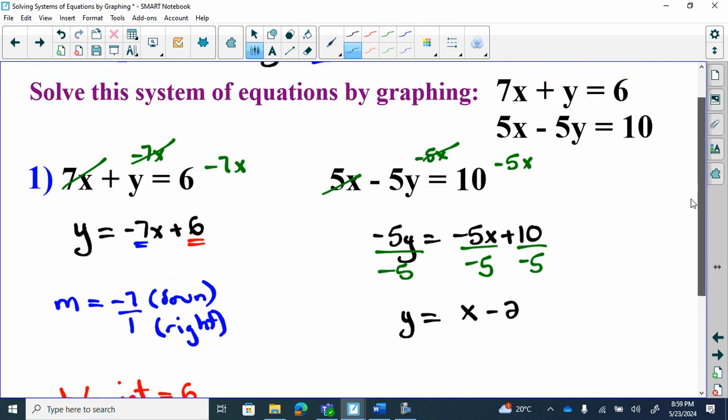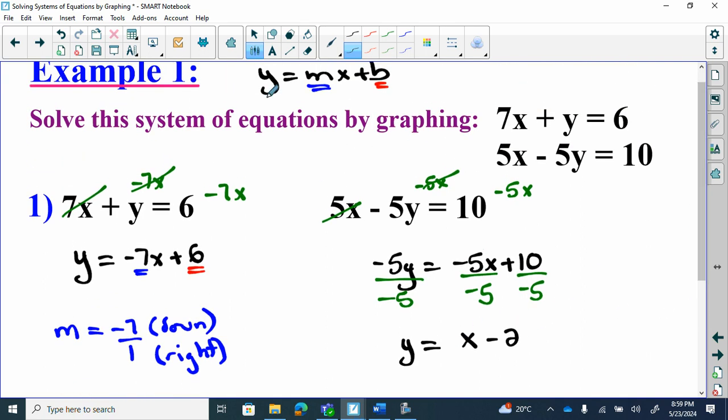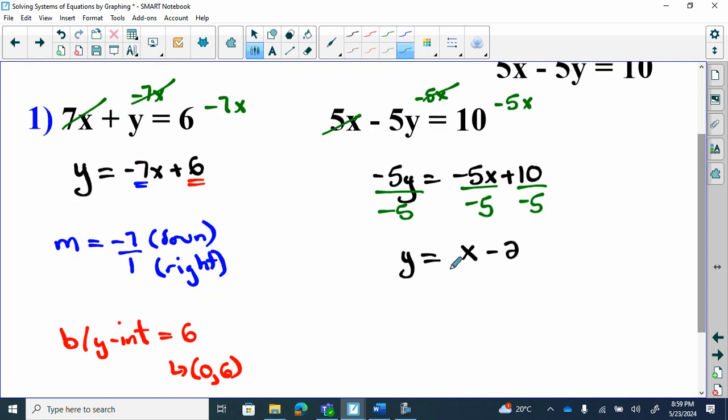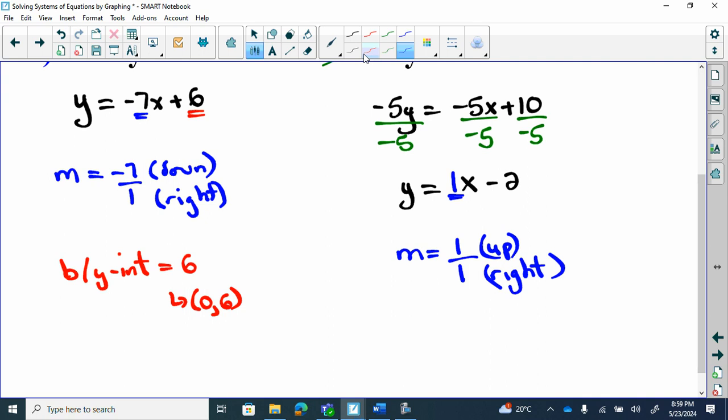Once again, if I compare this to the y equals mx plus b, or the slope-intercept form, I can see that the m value, if there's nothing written there, it's understood to be a 1. So m is going to be 1 over 1. That means I'm going to go up 1 and right 1 when I start to plot. I'm going up because it's positive. I'm going right because it's positive. Before, I went down because it was a negative and right because it was a positive. The b value, or the y-intercept this time, is negative 2.